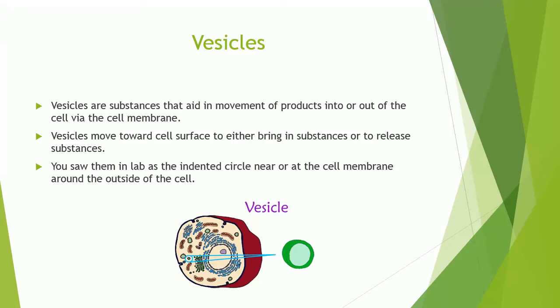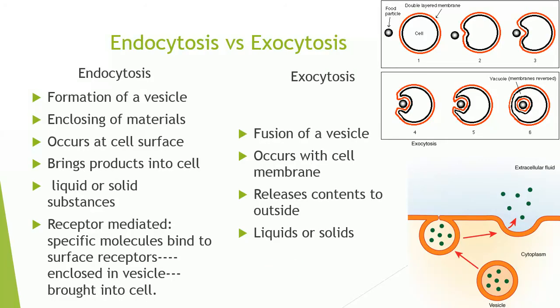Vesicles we've discussed in class with the animal model that you looked at. Vesicles are structures that aid in the movement of products into and out of the cell membrane. The vesicle is going to move toward the surface of the plasma membrane, and it's going to cause an opening in the plasma membrane and release those substances into or out of the cell. So it's that indented part of the circle that you saw in the lab on that purple model.